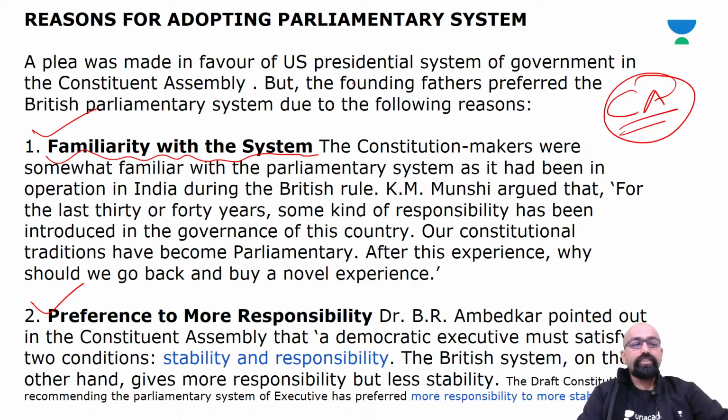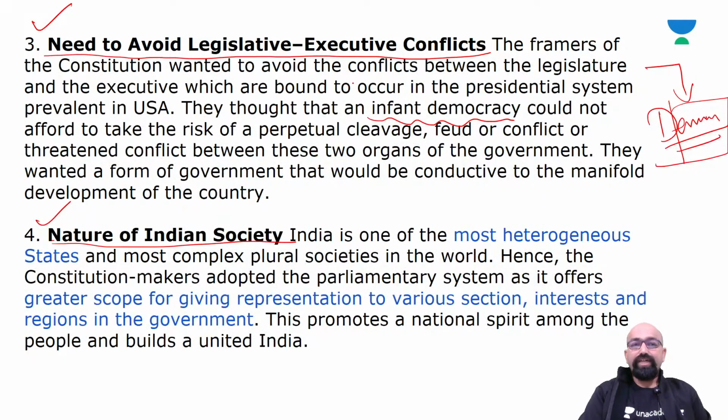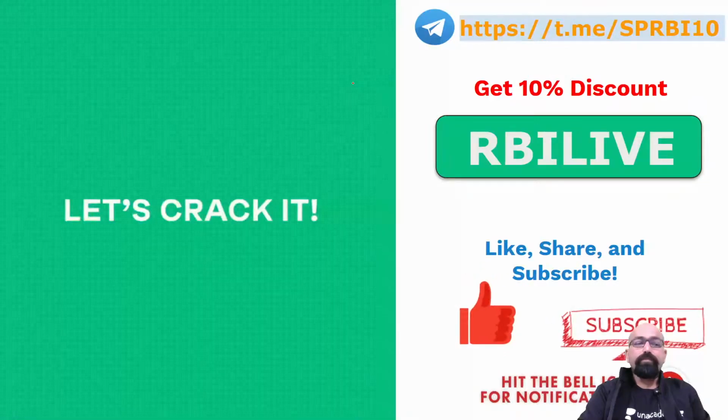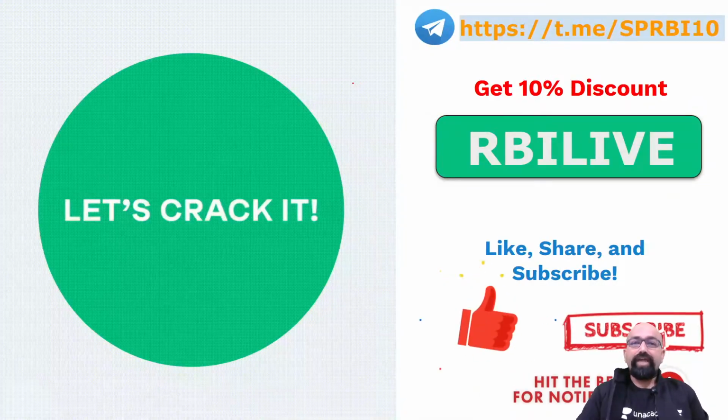And at the end of the session, we have studied the reasons for adopting the parliamentary system, as our founding fathers preferred the parliamentary system for a few reasons like familiarity with the system, preference to responsibility, need to avoid legislative and executive conflicts, and nature of the Indian society. So, we have studied the parliamentary system of government and its features, merits, and demerits.